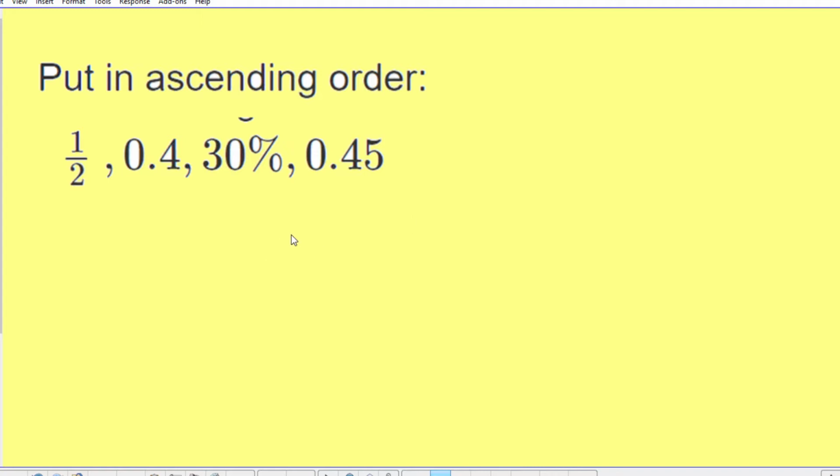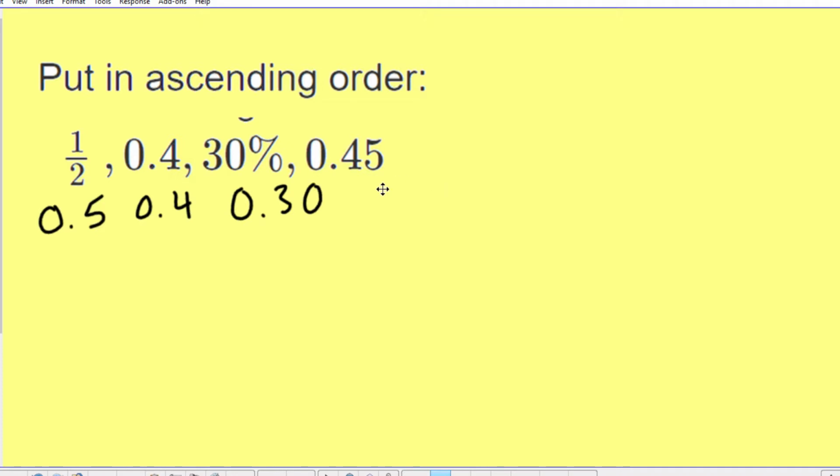Okay, so now we can convert, we can now order. In order to order, we make them all into the same fraction, decimal, or percentage. I like to do them all as decimals. So we know that a half, we did that earlier, that's 0.5. 0.4 can stay the same. 30%, hopefully you can remember, is 0.30.